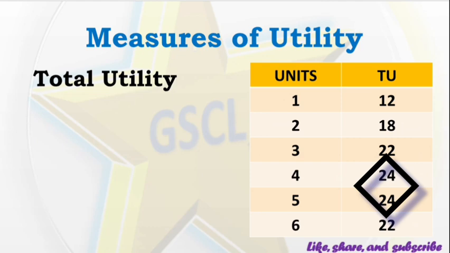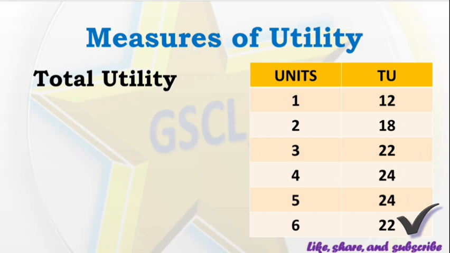At this point, there is no increase in total utility and it is constant. After having the sixth unit of mangoes, the consumer has 22 utils of satisfaction.